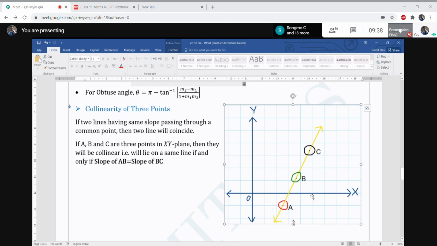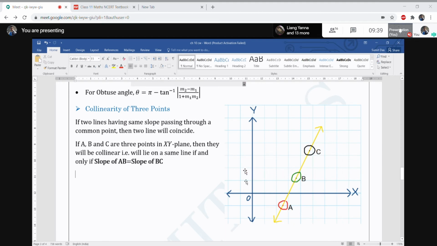When two lines having the same slope pass through a common point, we'll discuss later what this means. But collinear means if three or more points lie on the same line, then these points are called collinear. You can see A, B, C lying on the same line, right? That is what we learned in class 10, collinearity. But now we have to learn it with the slope definition. If you consider AB as a line and BC as another line, you can see their slope is the same, because AB is making an angle and this angle will be the same.